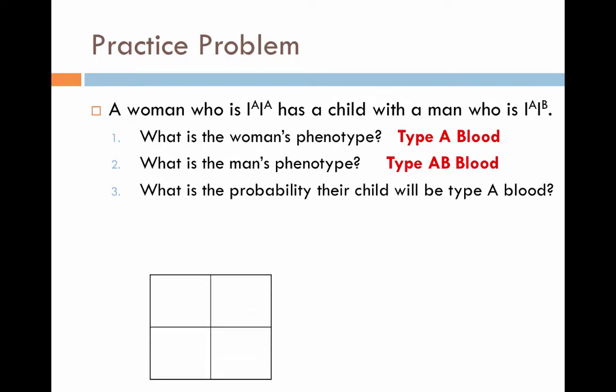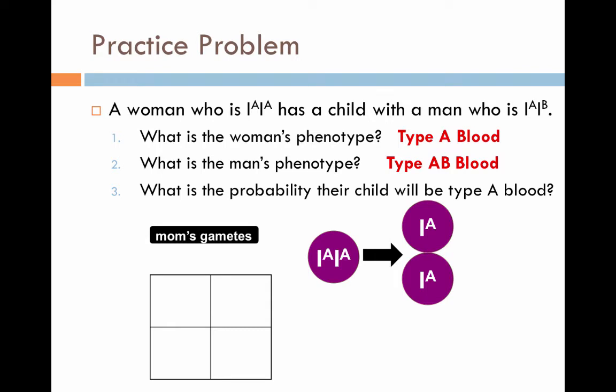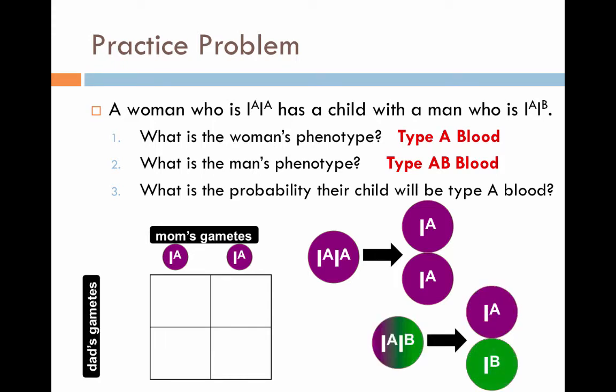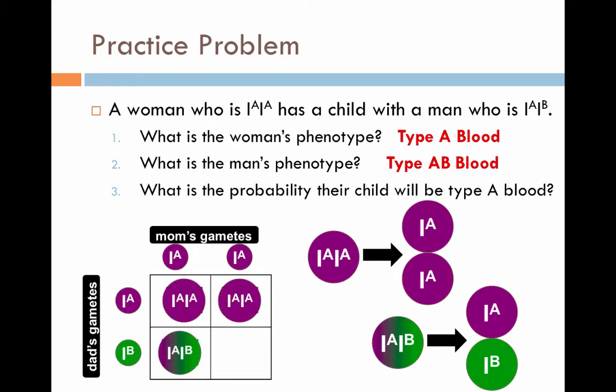Well, the first thing we do is we figure out their gametes. If this is the woman, you separate out her alleles into separate gametes, and her gametes are IA. Put it in the Punnett square. Same thing with the man. Separate out his alleles. We have IA in one, IB in the other. Put it in the Punnett square. Cross the eggs with the sperm and look at the possible children. Here are the results. The probability that their kid will have type A blood, if you look at the 4 kids, is 2 out of 4, or half, 50%.